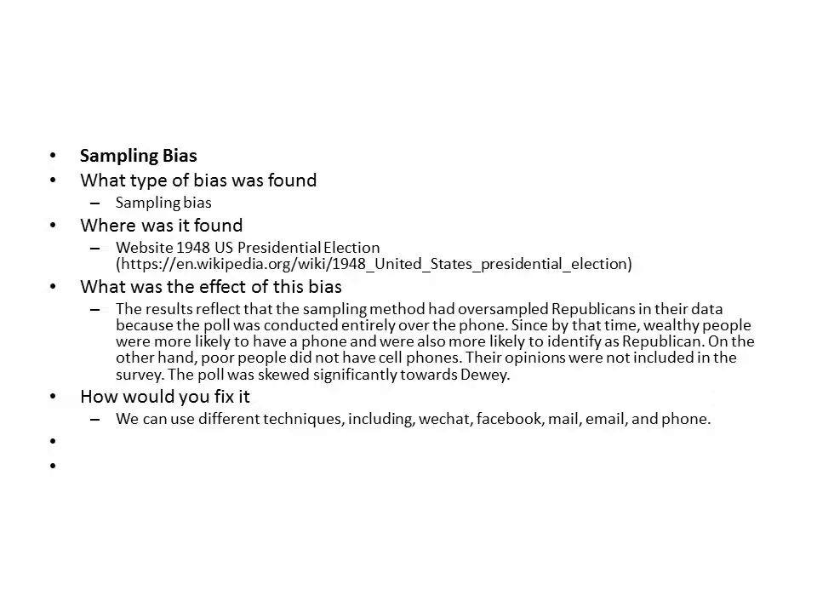So how I'm going to fix it is, we can actually use different technologies such as Facebook, WeChat, email, and cell phone for sure. I think nowadays more and more people use email, Facebook, or Twitter. So I think using those kinds of new techniques will help us fix this sampling bias.